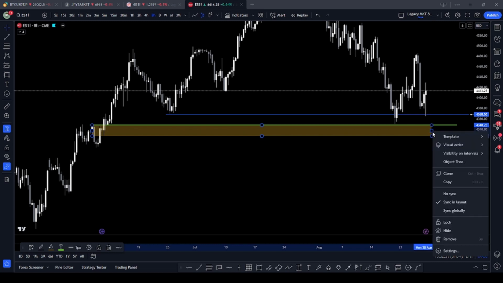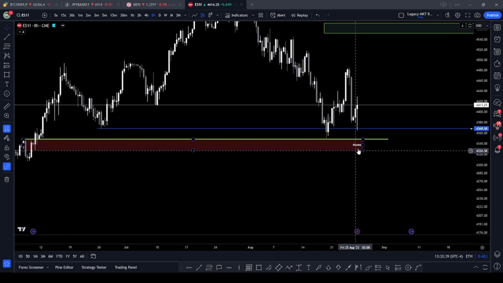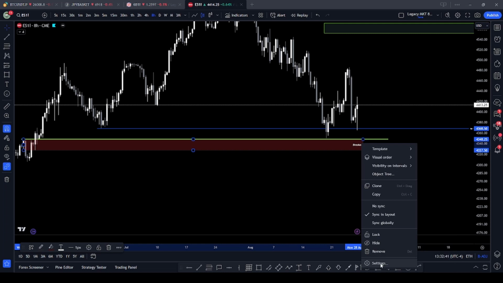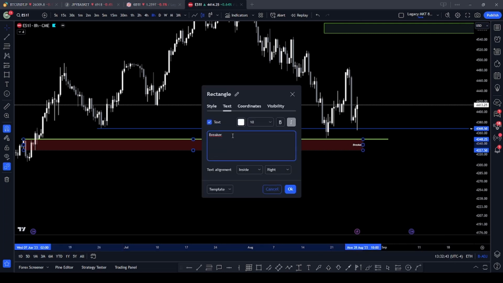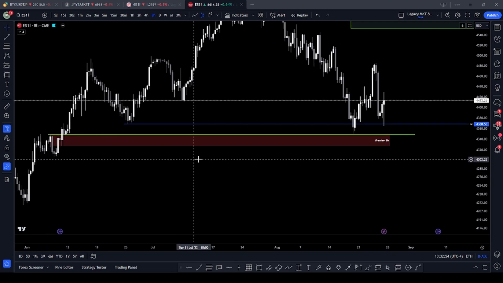So this is how you do a top-down analysis. This is basically what I'm teaching you guys right here right now. So you call this a breaker, and for you to know what type of breaker it is, you just go back there, go to your settings, come in here, breaker 8H. Simple stuff, right? 8-hour breaker. Just like that. You know, okay, you got this on the 8-hour time frame.